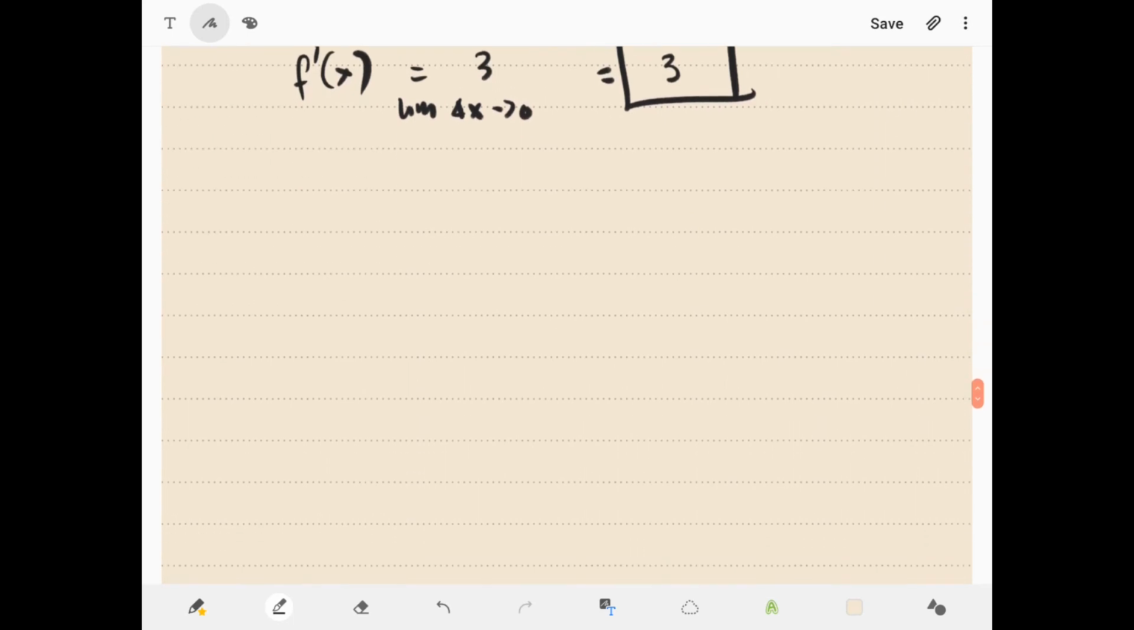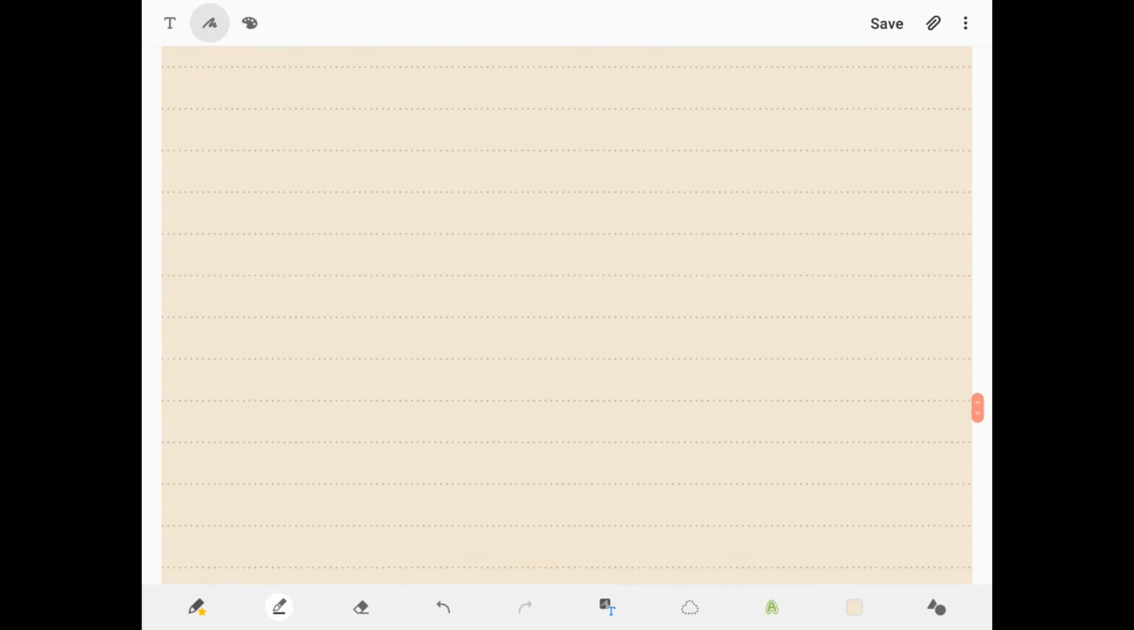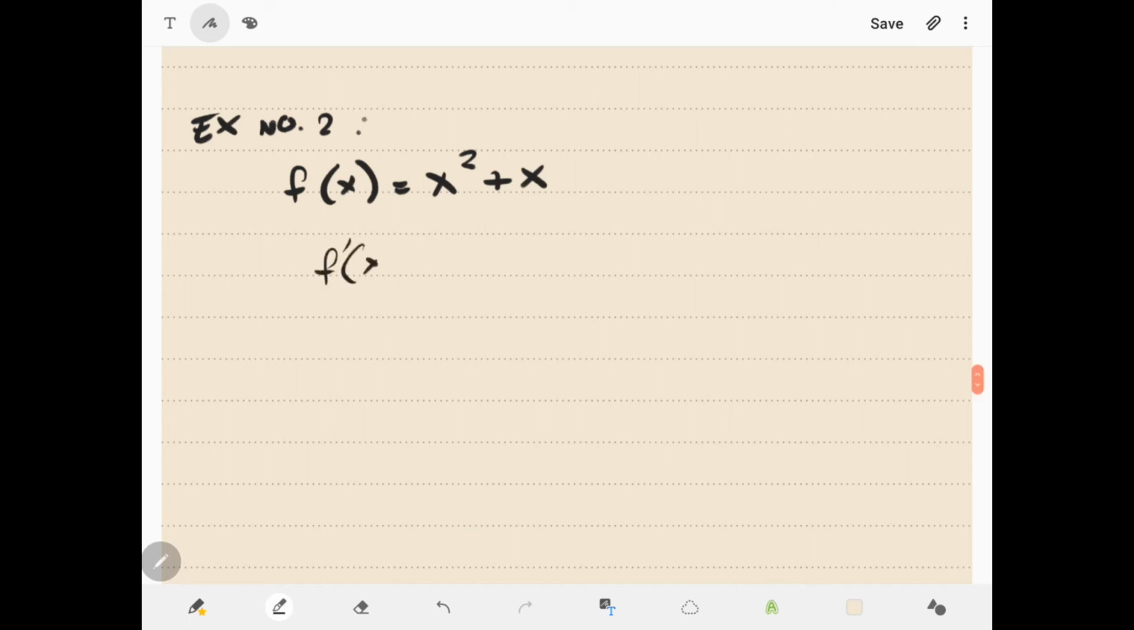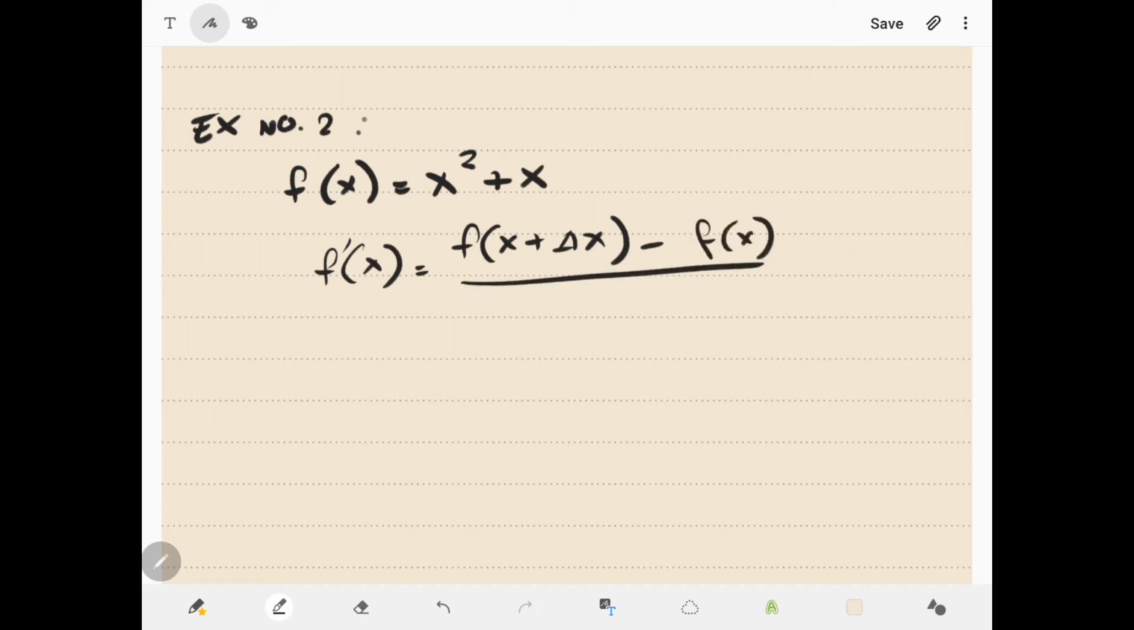Okay, let's solve another example. Example number 2. So the function here is x squared plus x. Okay, so let's recall first the formula. The first derivative of the function is equal to the function of x plus the delta x minus function of x over delta x.